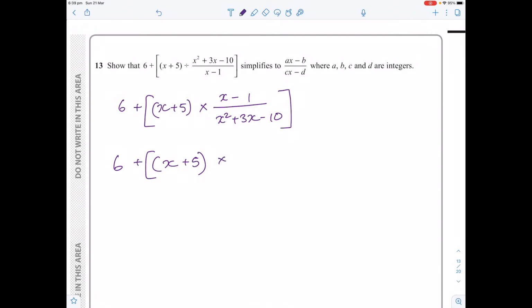Okay? Right, so we have x minus 1 on the top, and then we know that this is a quadratic that will have double brackets. Now, we'll have x here, and we'll have x here. Now, we want to get 10, so we want something that multiplies from here and here to give us minus 10, and also something that adds to give plus 3x. So we will have minus 2 here and 5 here. Now, if you look at this, that will give you exactly all of that.